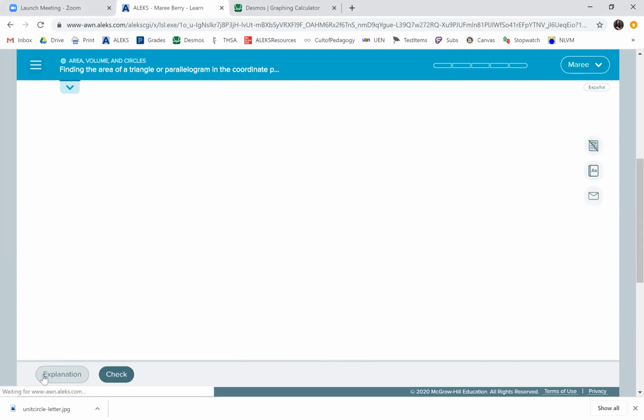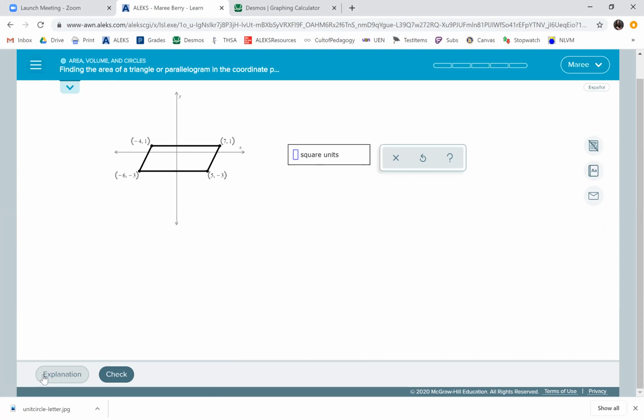So we'll do some examples. We'll have some parallelograms. So the distance between the bases is 5 minus a negative 6, which is 11. So the base is 11. The height is, we're going to do the y, so 1 minus a negative 3, which is 4. So the height is just straight up and down, which is 4. So for a parallelogram, we just do base times height. So this is 44 square units.